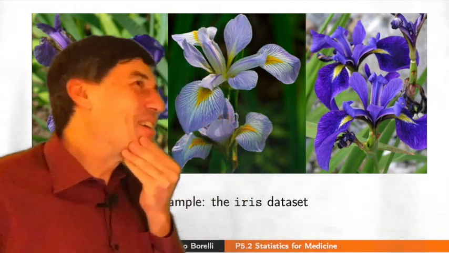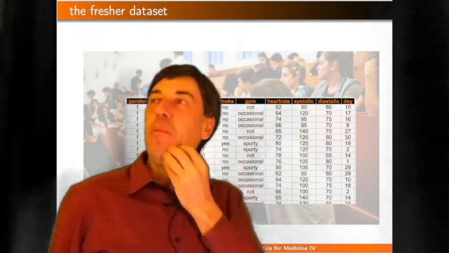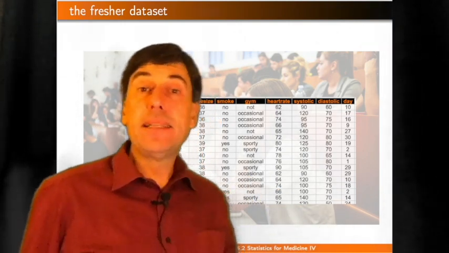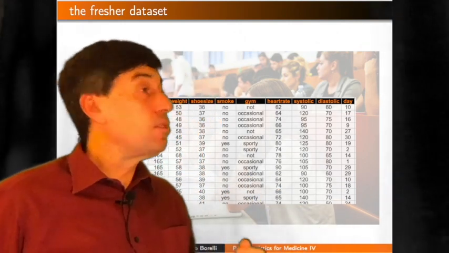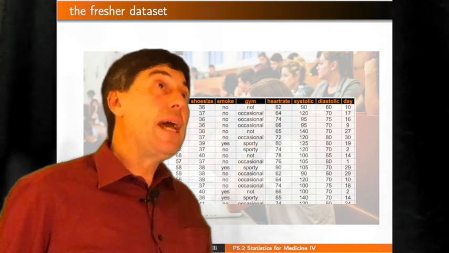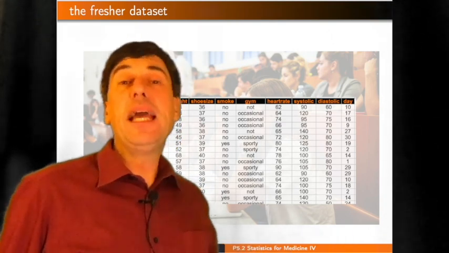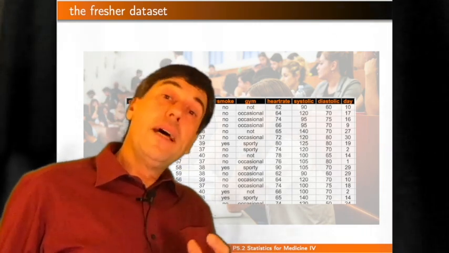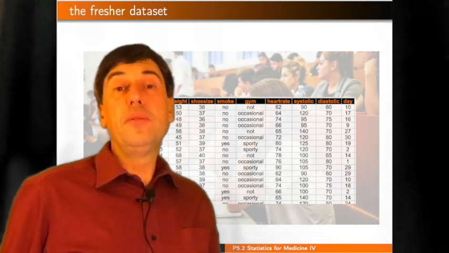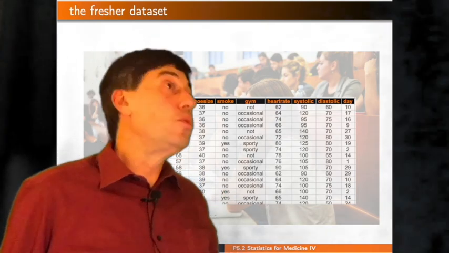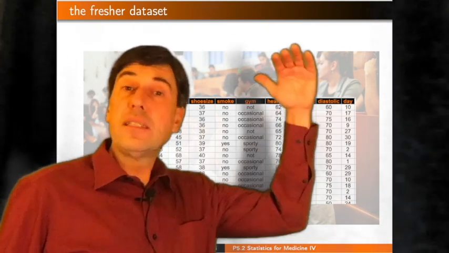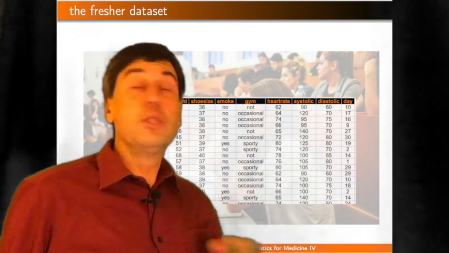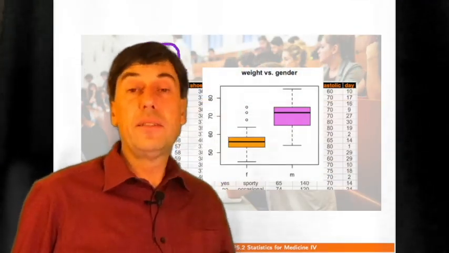So what about ANOVA? What is the initial problem? Do you remember the fresh data set, the data set concerning my students in medicine, male and female, and we were wondering if the weight of a student can be related to their height, or to the gender, okay?